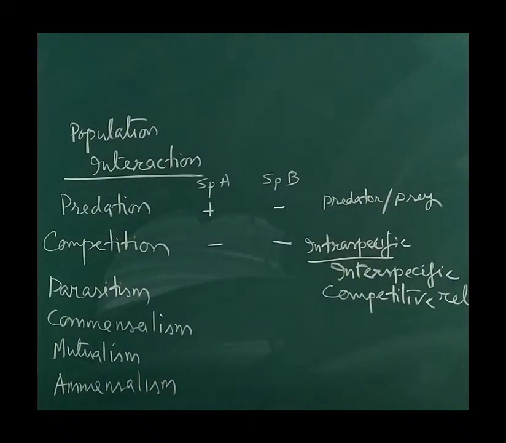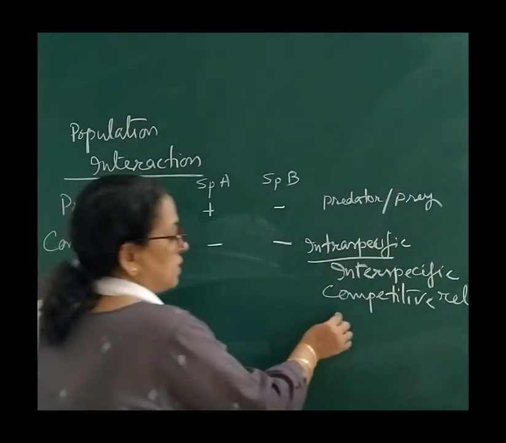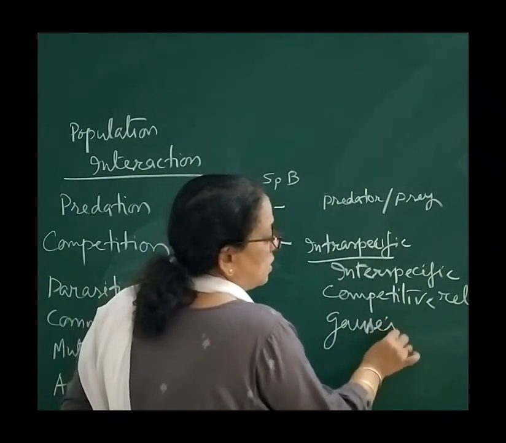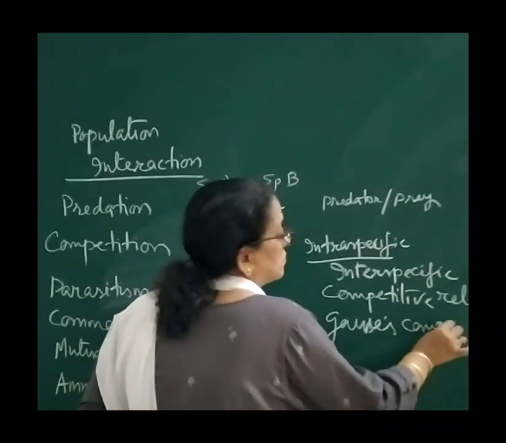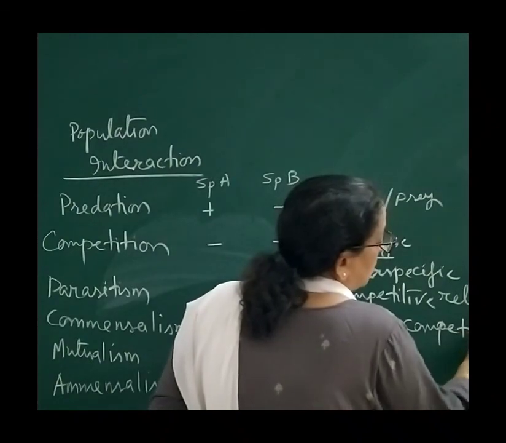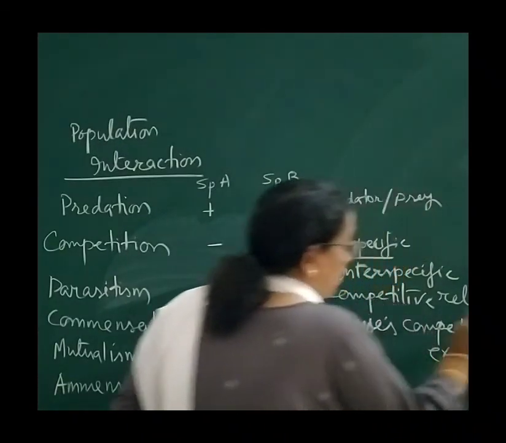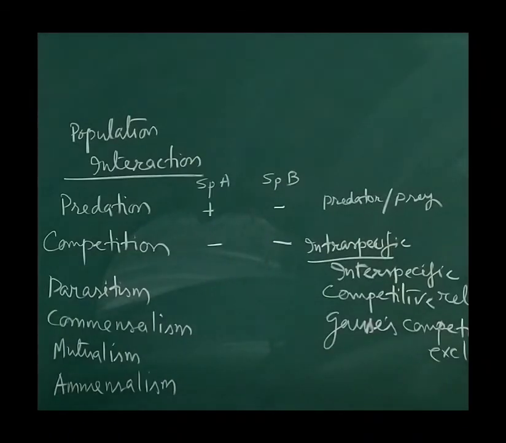Connell's elegant field experiment showed that on the rocky sea coast of Scotland, the larger and competitively superior barnacle excludes the smaller barnacle. Now another important thing, Gause's competitive exclusion principle. So who is that scientist? Gause. Competitive exclusion principle.